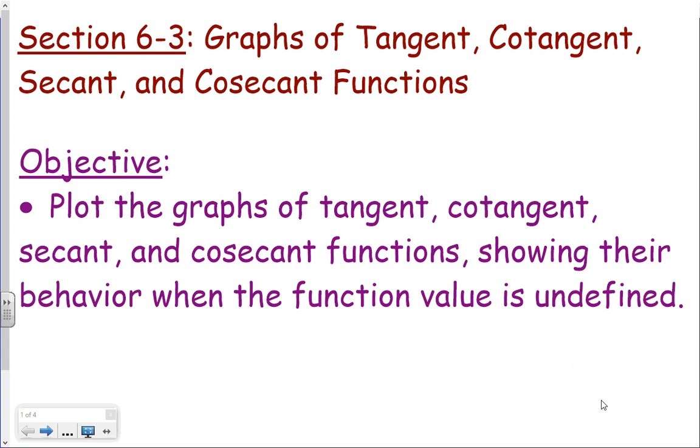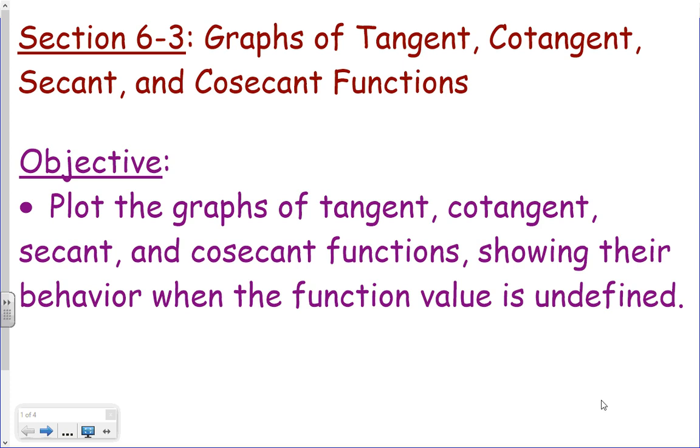All right, open up your book to section 6-3. We're on page 295 in your book, and the title of this section is the graphs of tangent, cotangent, secant, and cosecant functions. We've already looked at the graphs of sine and cosine, and looked at the general sinusoidal equation from those functions as well. And now we want to look at what the other four functions look like.